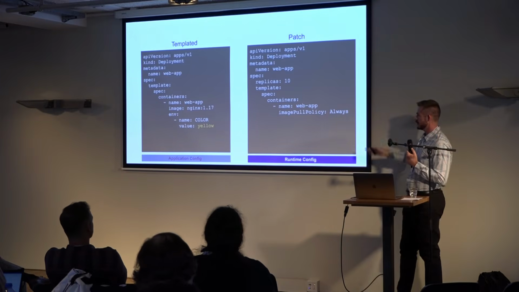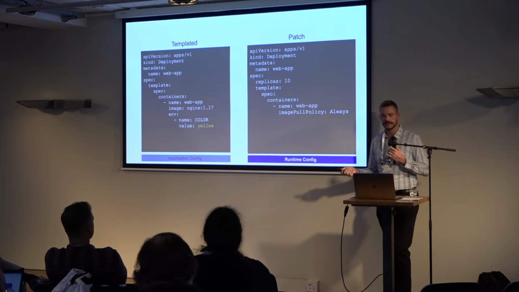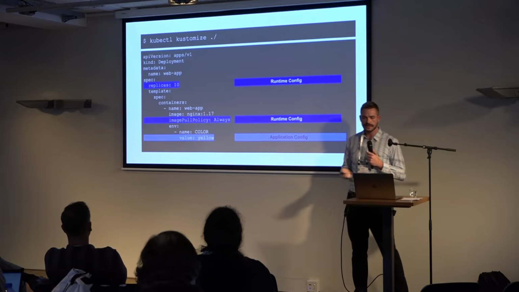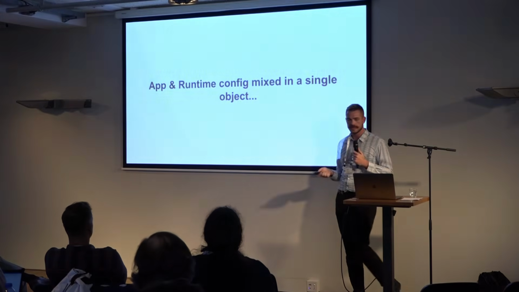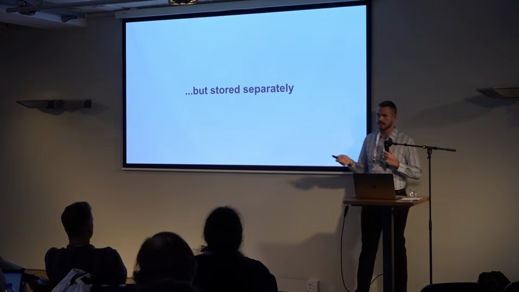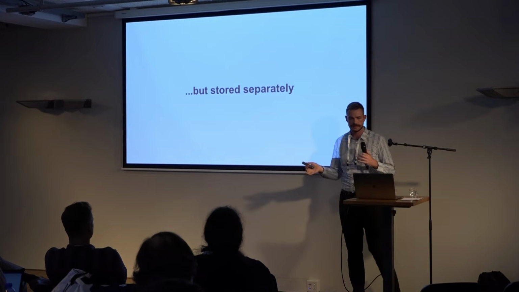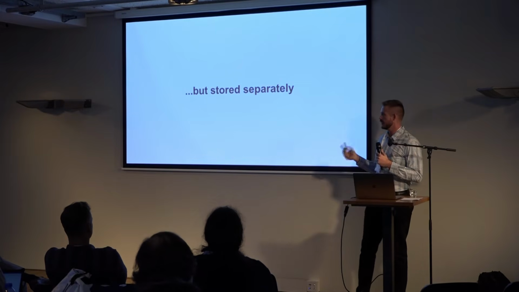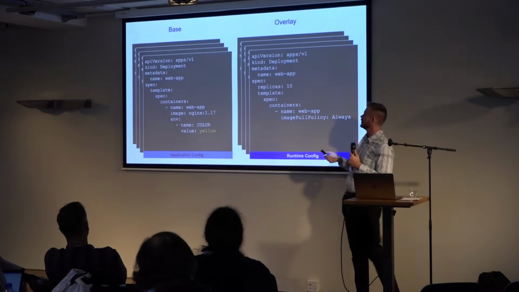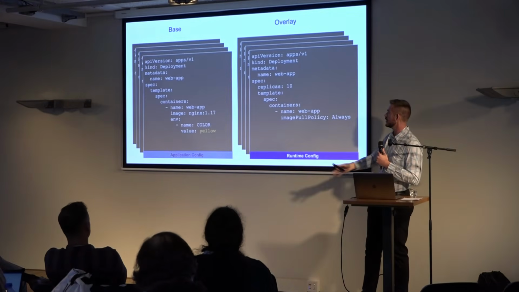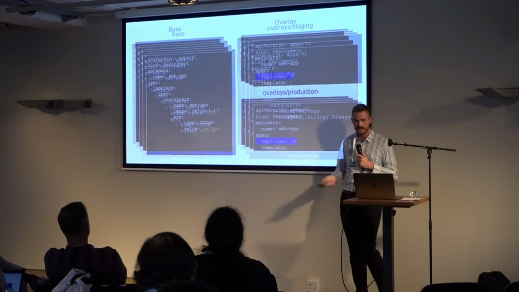You can extend your patch if, say, we want to update the image pull policy or something. And even though Kubernetes consumes all these types in a single object, we can store them all separately. And this scales really nicely to a real app with multiple manifests. You have your base, which is all the application side, and your overlay, which would be all the patches.